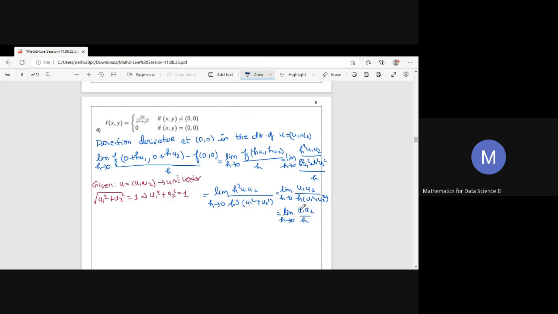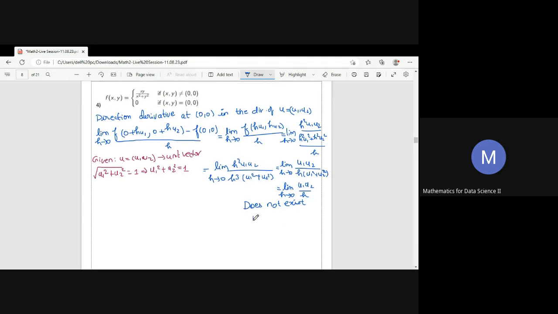Does this limit exist for a specific value of u1 and u2? No, when h goes to 0, it will become infinite. So this does not exist. This limit does not exist means the directional derivative at 0, 0 in this direction does not exist. So this does not exist when u1 is not equal to 0 and u2 is not equal to 0.